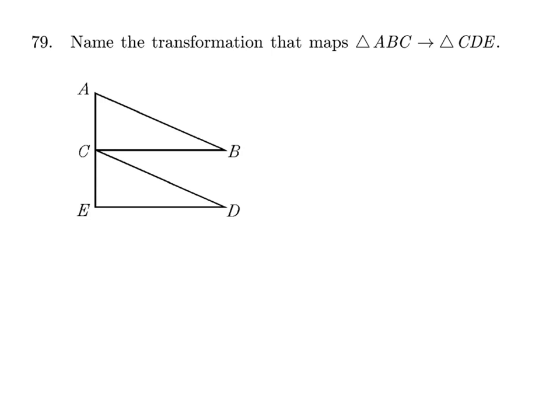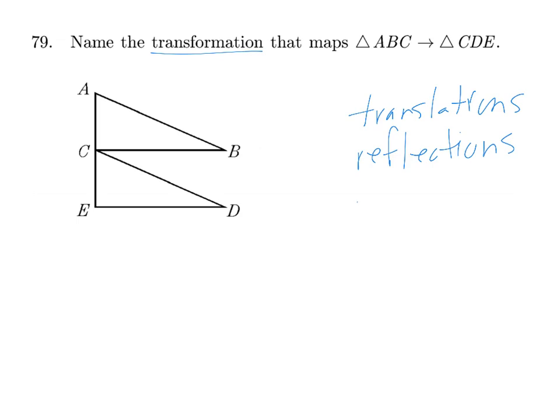Name the transformation that maps triangle ABC to CDE. Okay, what is a transformation? Well, we learned 3 different types. We learned translations, which in other words is shifting a figure. We learned reflections, and we learned about rotations.